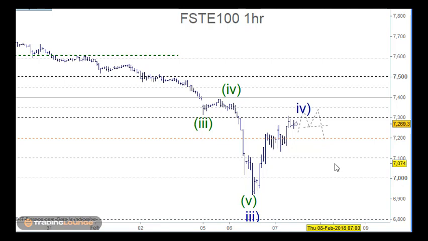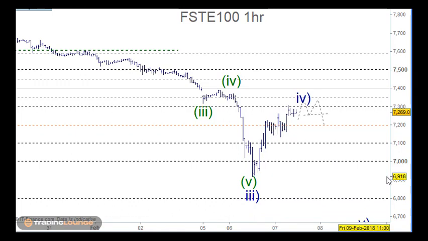The S&P 500's the same as well as these markets, so it'll be for all of them.